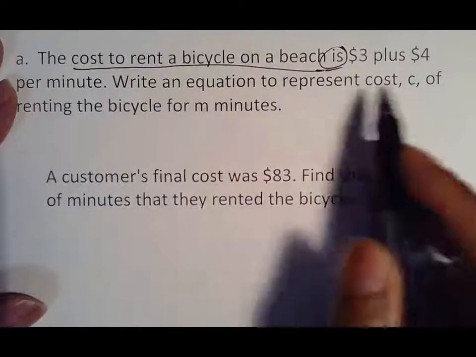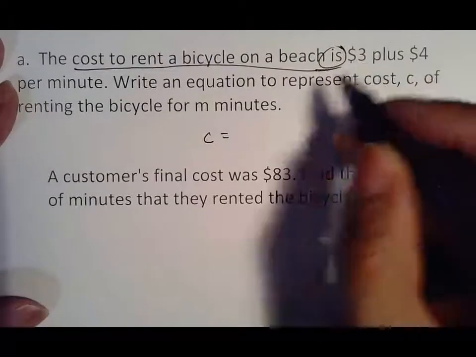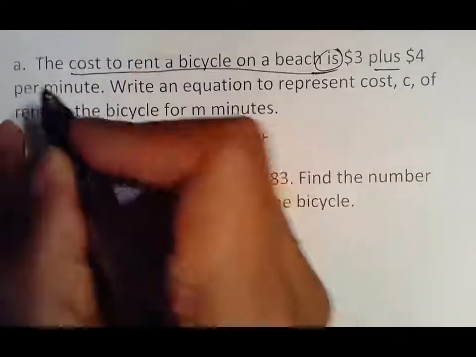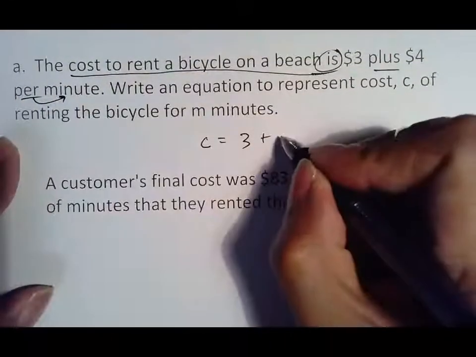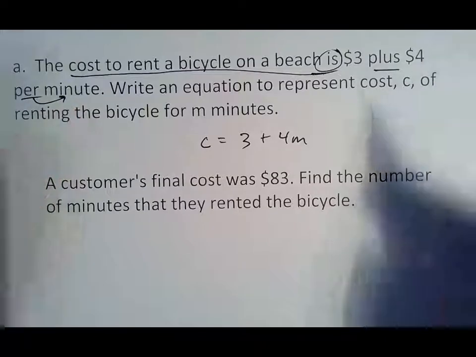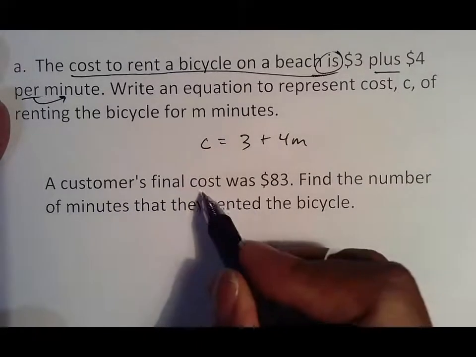Cost is, and remember that C is cost, so you'll put C equals $3 plus $4 per minute. Well, per minute means I should be putting 4M. Remember, 4 per minute means 4 times whatever variable is there. That's the first thing. The second thing, it says the customer's final cost was $83.